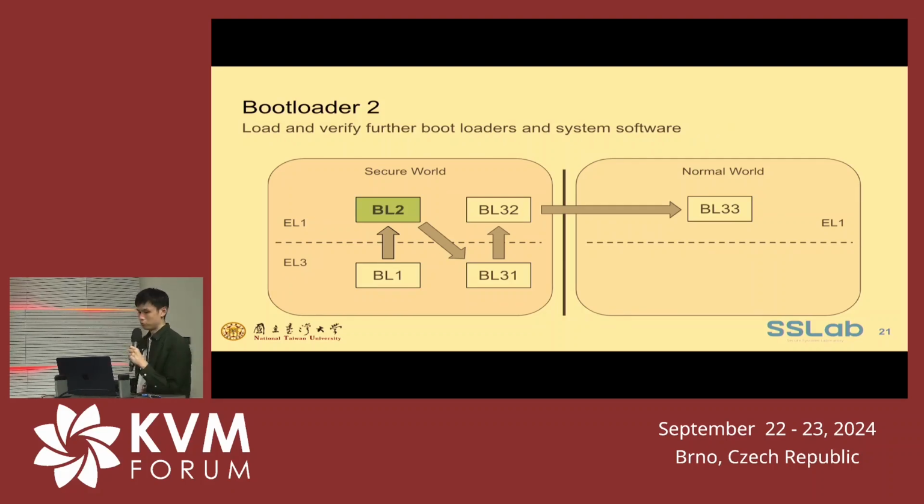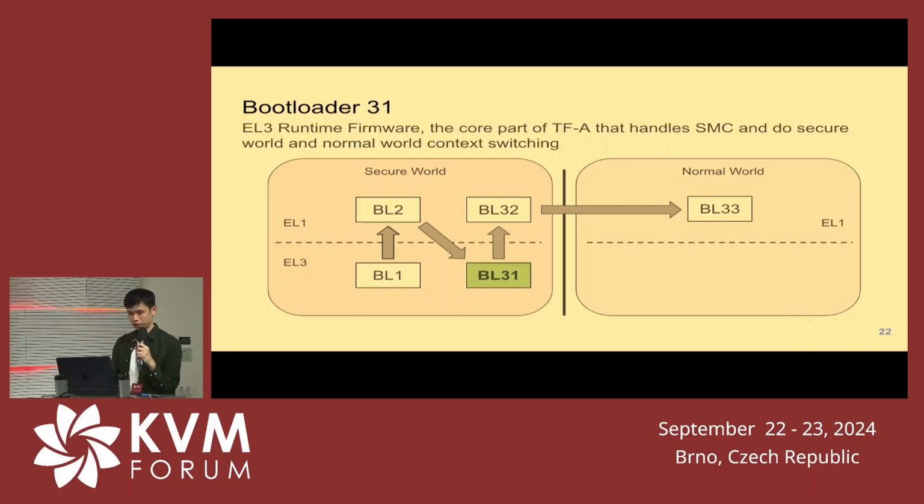Then bootloader 2 takes over to load and verify subsequent bootloaders and system software. Since in our architecture, bootloader 2 will run in EL1, we don't need to do many modifications to bootloader 2. Bootloader 3.1 is the core of trusted firmware. It is a runtime firmware responsible for handling SMC and managing context switching between the secure and the normal worlds. Since bootloader 3.1 also runs at EL3, same as bootloader 1, we need to replace all the instructions which will access EL3 registers with its EL1 equivalent.